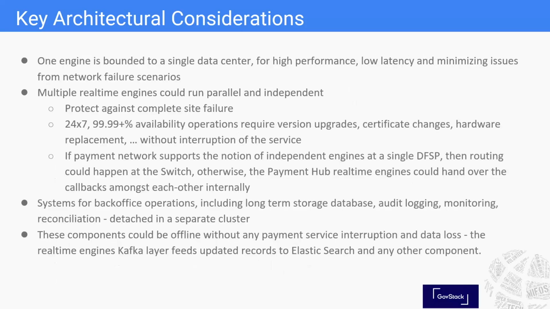What we have is one engine that's bound to a single data center. What that means is it can enable high performance and low latency. It can minimize the issues from network failure scenarios. You could have multiple real-time engines running in parallel, and that enables you to protect against complete site failure. It can provide 24/7 availability of 99.99999 percent, and it supports this notion of independent engines that drive single DFSPs, and then the routing can occur at switch level.